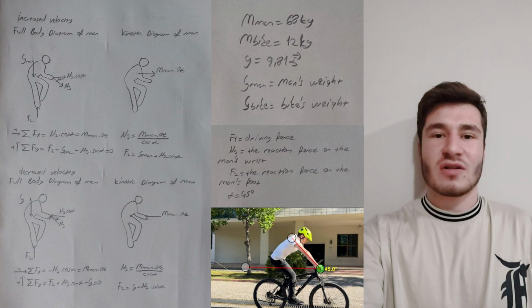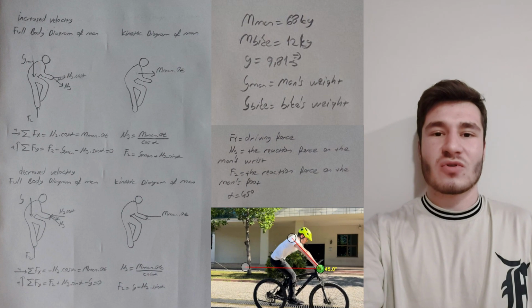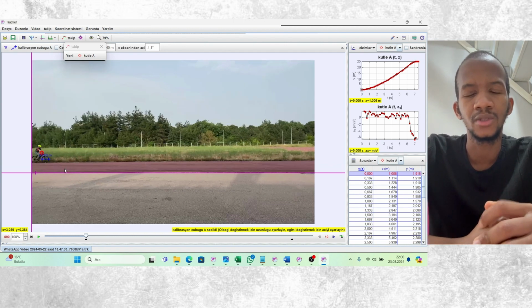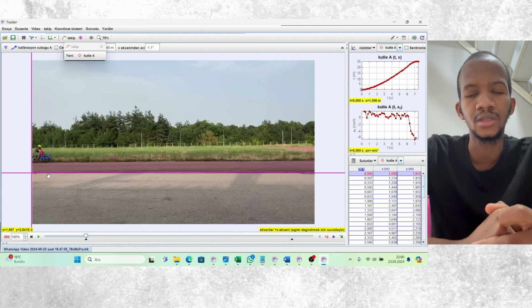In the first equation, we will find the value of the reaction force on the wrist. In the second equation, we will use the reaction force on the wrist to determine the reaction force on the man's foot. Hi, I'm AHAMADA CİSSE, and I will explain the part of how we get the graph and values below.